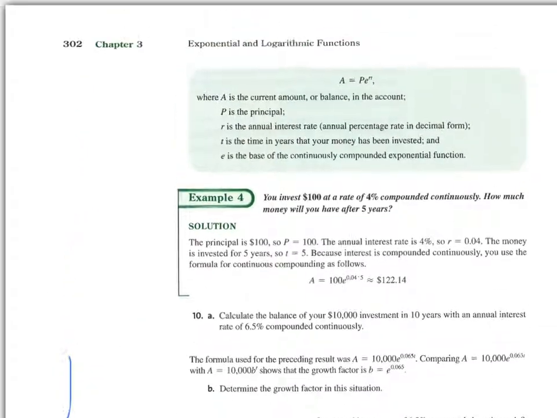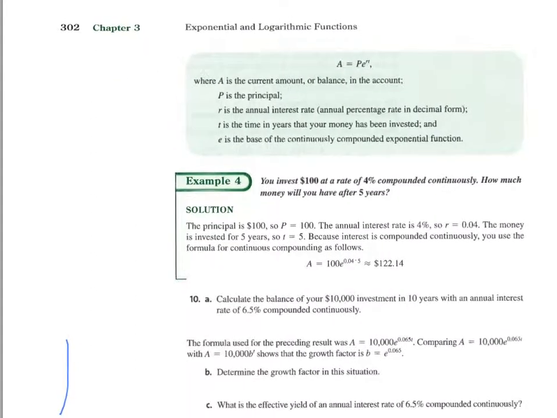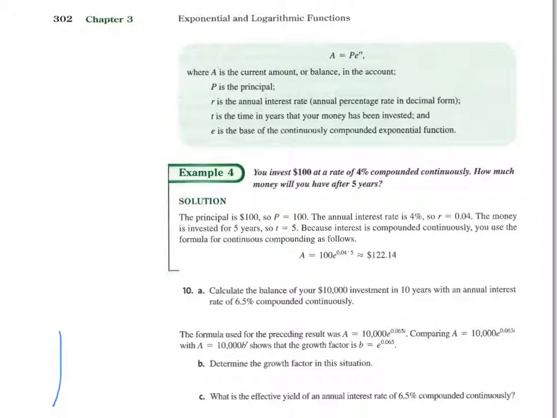Here we go. I thought I was missing a slide there for a second. So here's the summary of what we were just talking about. If our interest is compounded continuously, then we can use this formula right here. This is just replacing our b. So we have e to the rt, where r is our rate, p is our principal, t is still the time, and e is that base.